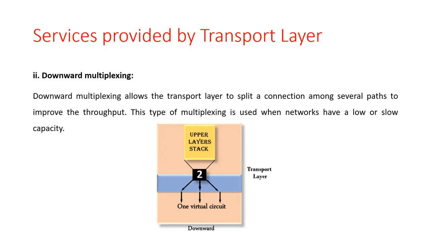So these are the services provided by the transport layer. The first service is end-to-end delivery. Second is reliable delivery. Third is flow control, and the last service is multiplexing.